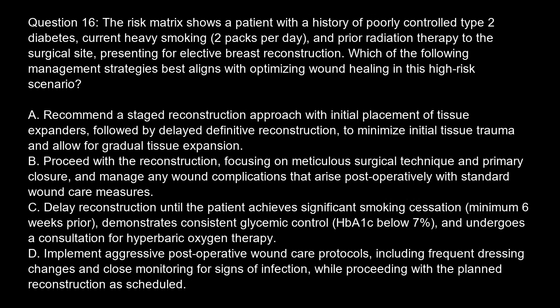Question 16. The risk matrix shows a patient with a history of poorly controlled type 2 diabetes, current heavy smoking, 2 packs per day, and prior radiation therapy to the surgical site, presenting for elective breast reconstruction.